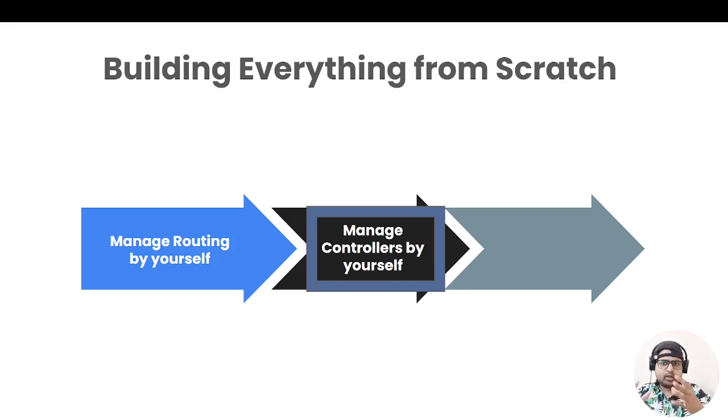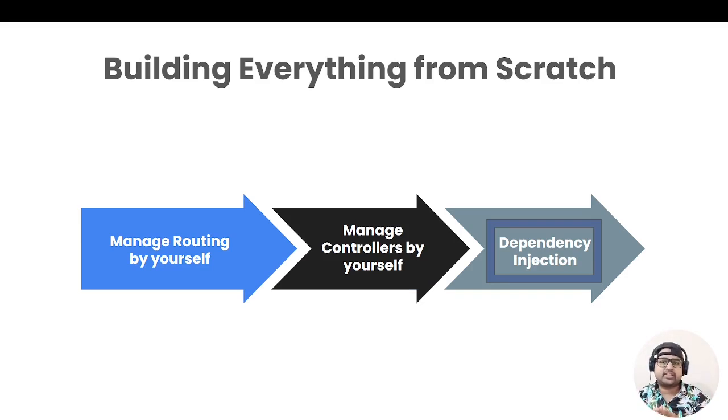Similarly, controllers we have to manage on our own. You have already heard about the model view controller architecture. So the controller in itself is a very deep mechanism. So we have to implement all the controllers on our own if we are building everything from scratch. And also dependency injection, very important. Dependency injection means the connections among the components and the third party components. So the dependencies and all, that also we have to manage on our own.